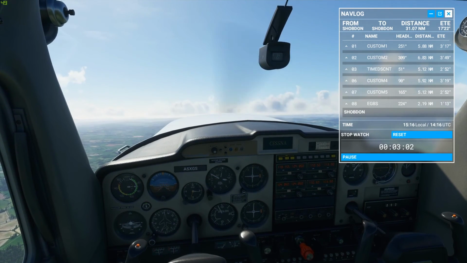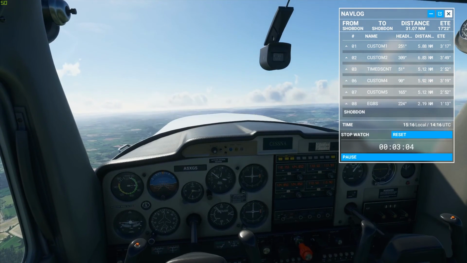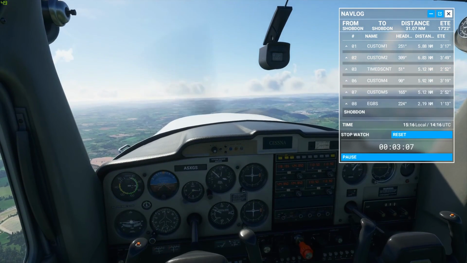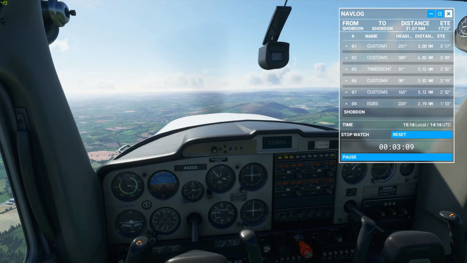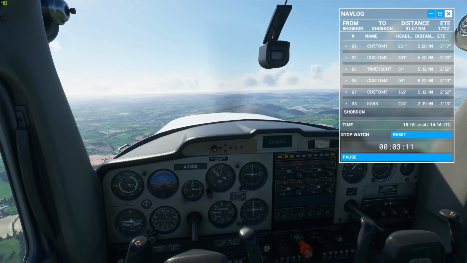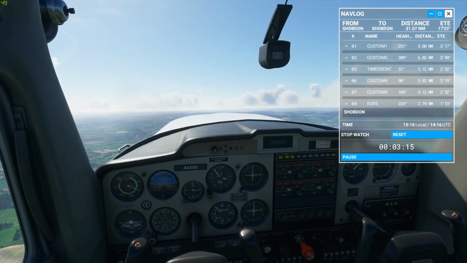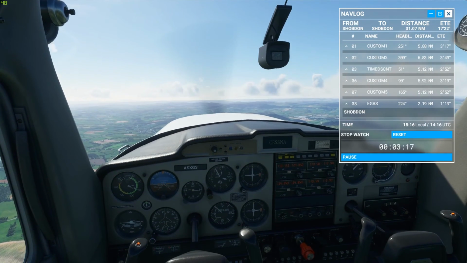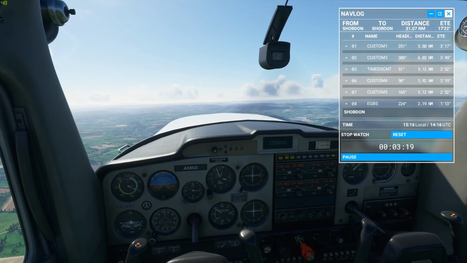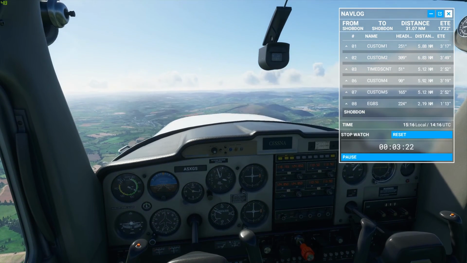Okay, we're just reaching the top of climb now. I'll trim it out to 3,000 feet. I'll reduce the mixture slightly. And set cruise power. Keep trimming.